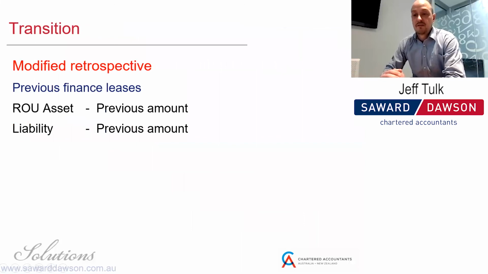The modified retrospective approach for previous finance leases, again, the page before was for previous operating leases. For previous finance leases, you simply pick up what you were doing already. The finance lease calculation and the way it has been treated historically is very similar to the current AASB 16, and therefore you just carry on with what you were doing already. You will classify amounts perhaps out of leasehold improvements within PPE and put them to the right to use asset category within your balance sheet.